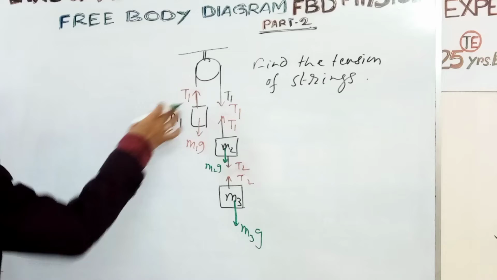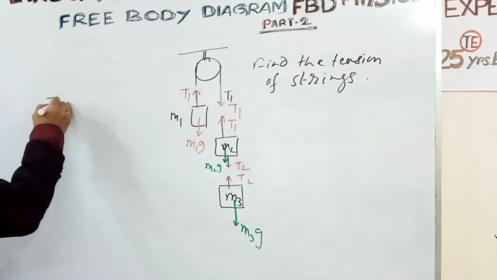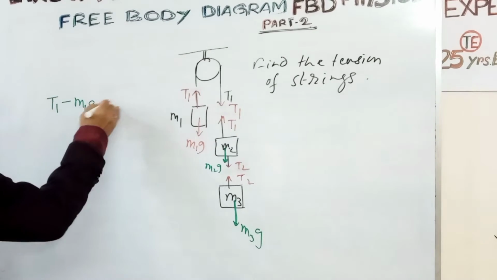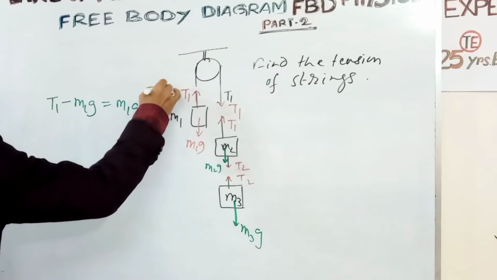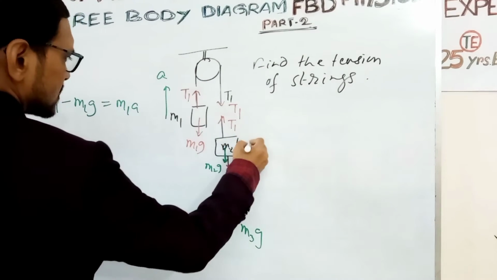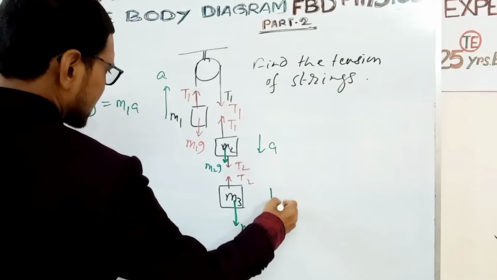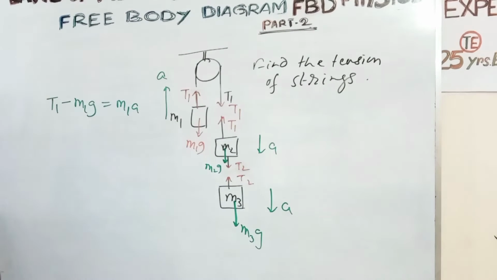Now what is the equation of motion of block M1? This will be T1 minus M1g equal to M1a. This body moves with acceleration a and this body moves downward with acceleration a. So the whole system moves with the same acceleration.